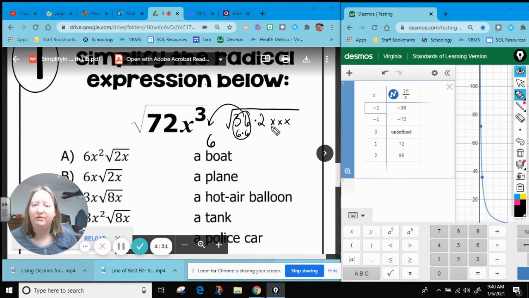So same thing with variables. You're looking for pairs of x's. When this pair comes out, it's just 1x. And then whatever we had to leave behind is still under the radical. Okay, that's simplified.